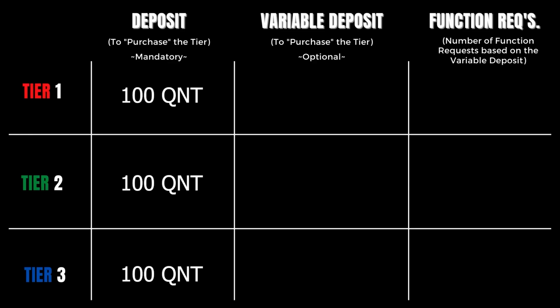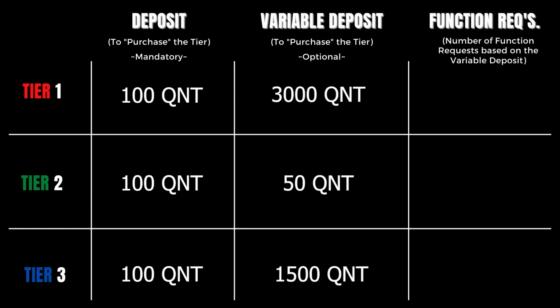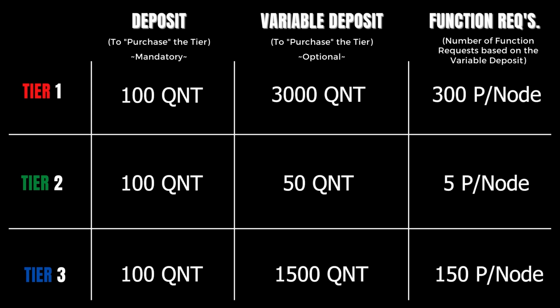Now, the quantity of QNT tokens we decide to add to the variable deposit will determine how many function requests we can accept, which essentially just means that we can process more information to and from each node we operate, resulting in more passive income. Now, each time we process a function request without acting maliciously or returning faulty results, we receive a portion of our variable deposit back.